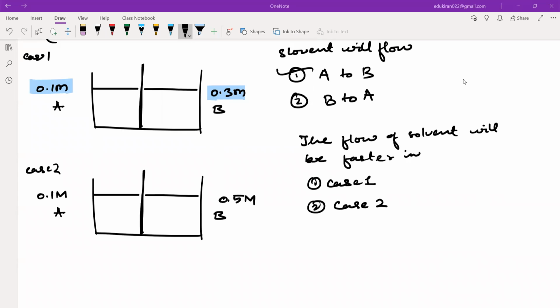Okay, I will pause for a few minutes. Try to figure it out, case 1 or case 2. You all can figure it out, but try to do it without my help.